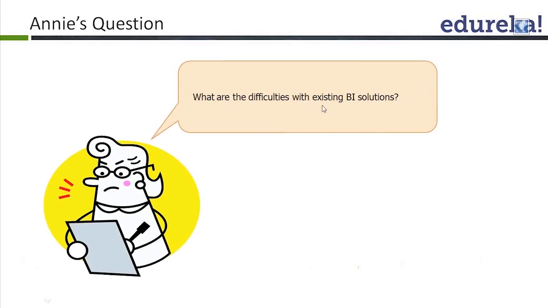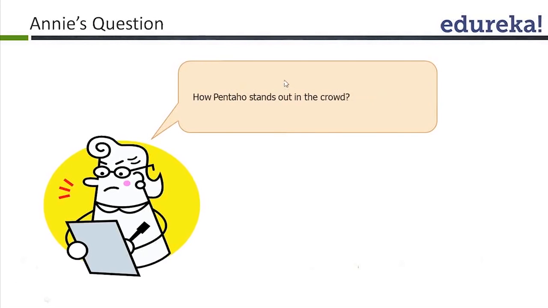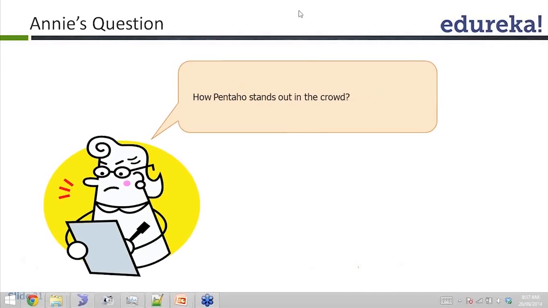So you have correctly mentioned the BI solution problems: the solutions are bulky, then cost, maintenance, onboarding, and integration time. Then how does Pentaho stand out in this crowd? So any quick takers and quick pointers?